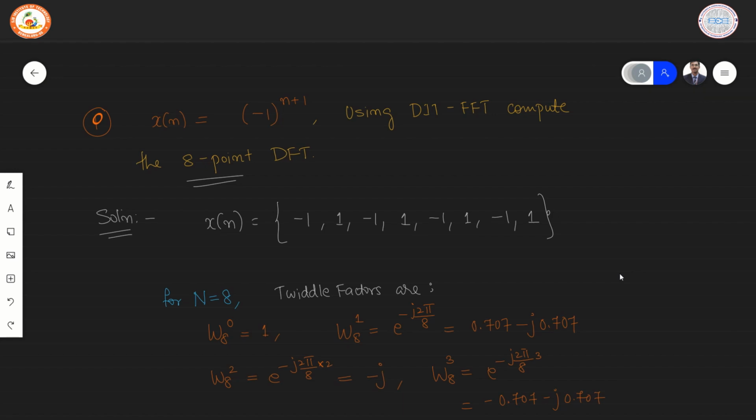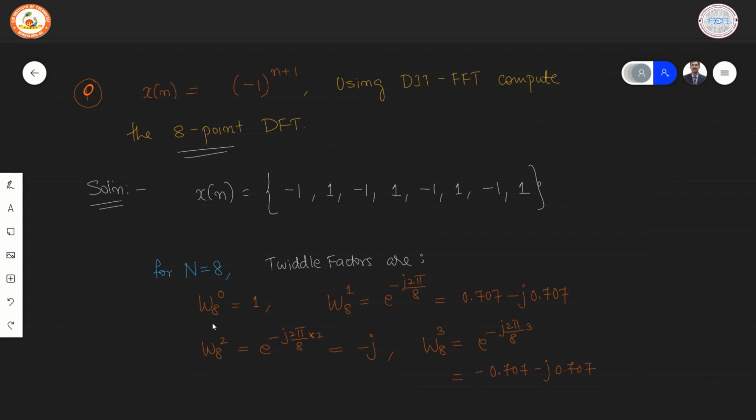Now, to proceed with the computation of the DIT FFT, we require the first 4 twiddle factors. We have noted down in the previous problem that the first 4 twiddle factor powers are W8 to the power of 0, W8 to the power of 1, W8 to the power of 2, and W8 to the power of 3, whose answers are correspondingly 1, 0.707 minus j 0.707, minus j, and minus 0.707 minus j 0.707.